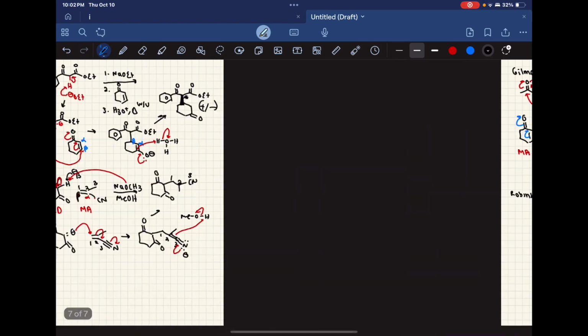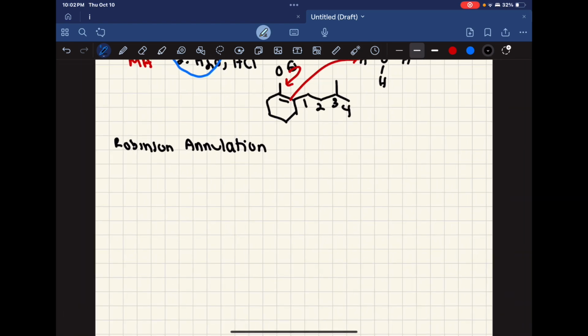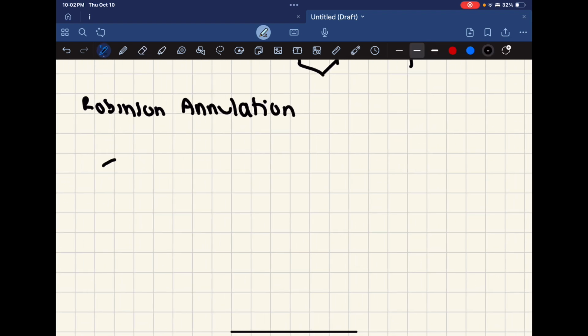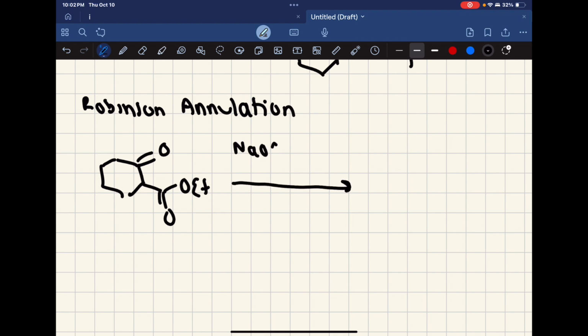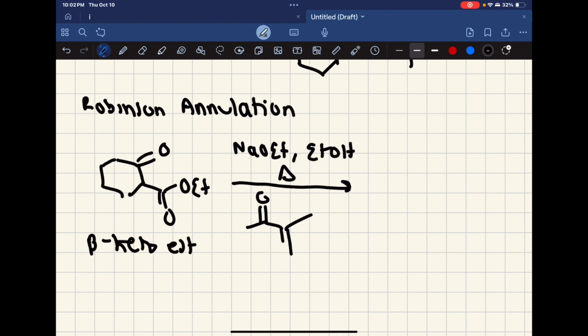Okay, so let's talk about an actual Robinson example. It's just one step further from the aldol reaction. Let's think maybe something like this. We have this starting material, and I am going to use these as the reagent conditions. Clearly, I have what looks like a beta keto ester. This is a Claisen product, a beta keto ester.